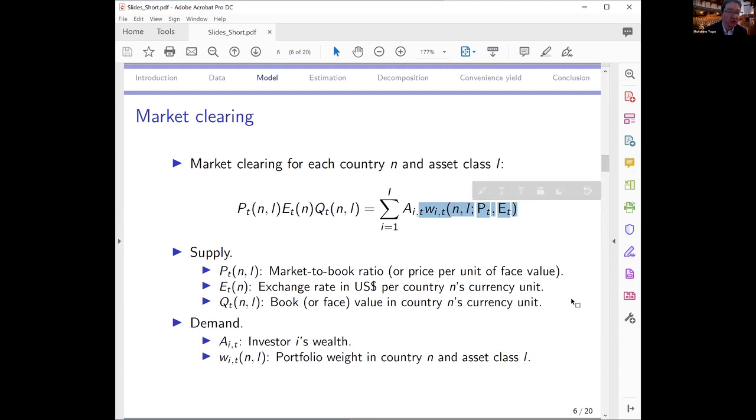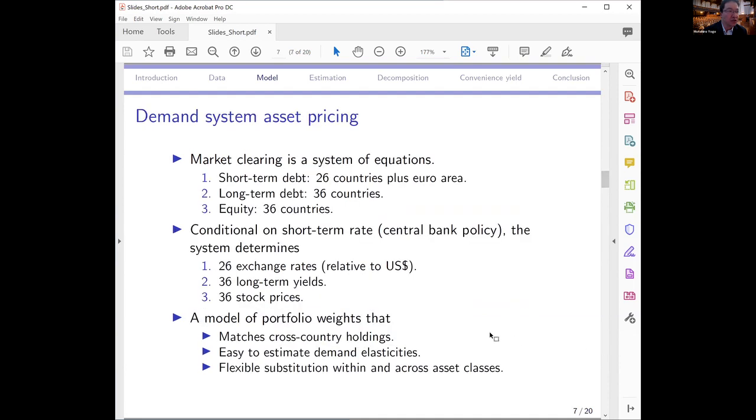Okay, and we have a particular way of specifying the portfolio rules in a way that we can simultaneously match all the portfolio holdings. The way we're going to approach this in this paper is there's short-term debt, long-term debt, and equities. So they're the three different asset classes. In the short-term debt market, there's 26 countries plus the Euro area, which has 10 countries in our sample. So they have a common short-term rate.